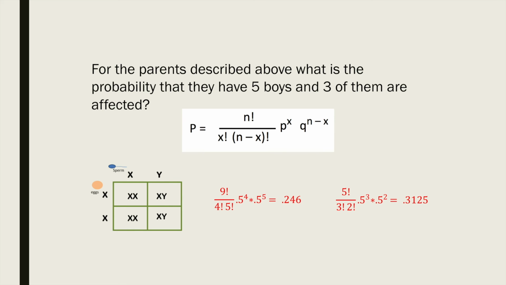So we have 5 factorial over 3 factorial times 2 factorial, and then times 0.5 to the third times 0.5 to the squared. So we use 3 because 3 of them are affected, and then 2 because 5 minus 3 is 2. So the probability that the boys are affected is 0.5 because if the mother is a carrier, she can either give a recessive copy or a dominant copy of the allele. This results in 0.3125. Lastly, we need to multiply these numbers together, and we have to account for the fact that the mother is heterozygous and she's a carrier, so we have to multiply that by 0.5 because she can either be homozygous dominant for the dominant allele or she can be heterozygous.